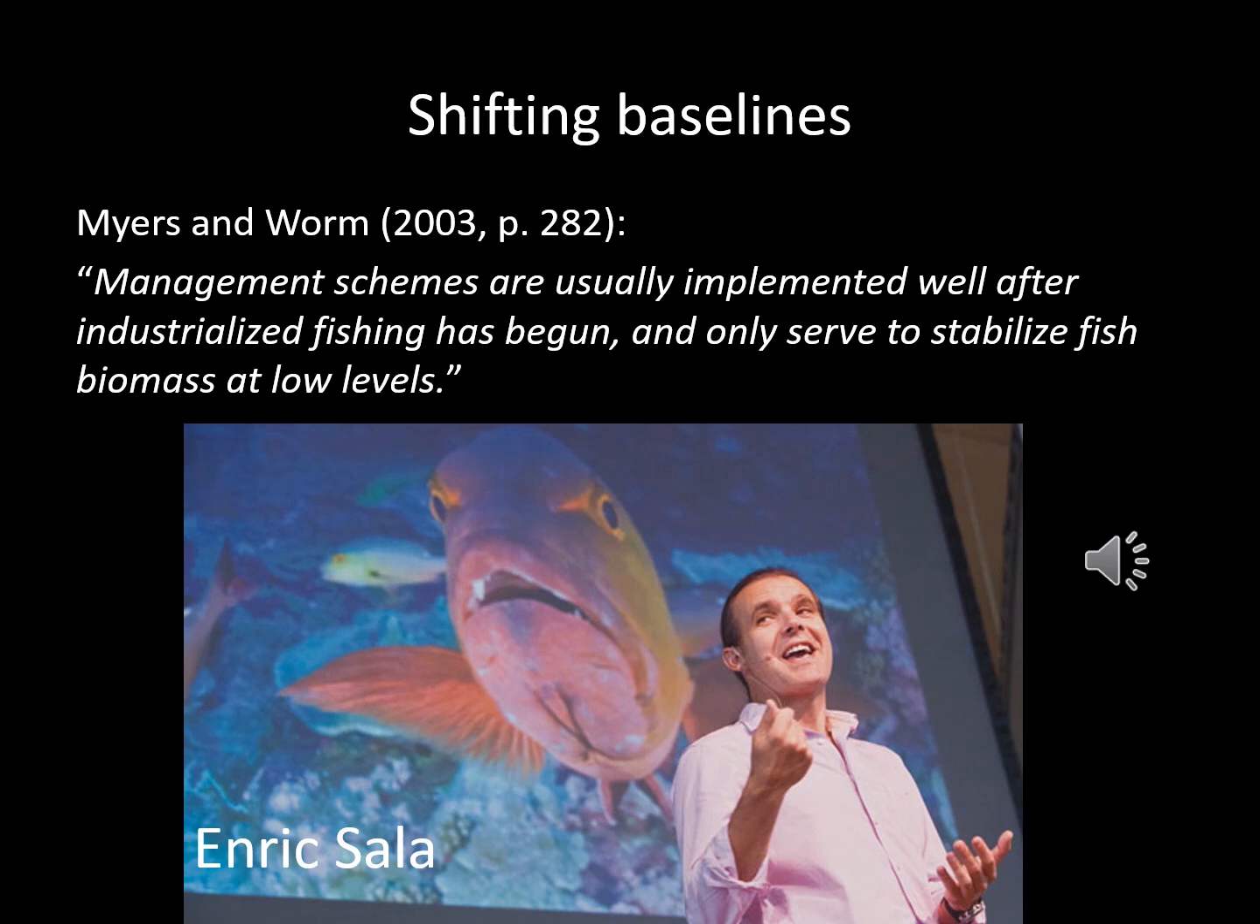In addition to the complications with uncertainty, there is the problem of shifting baselines. That is, as worded by Myers and Worm, management schemes are usually implemented well after industrialized fishing has begun and only serve to stabilize fish biomass at low levels. For further illustration of this idea, I recommend a TED Talk by Enrik Salle.